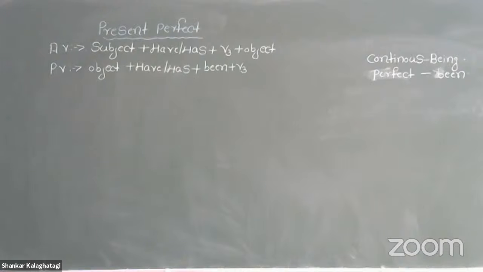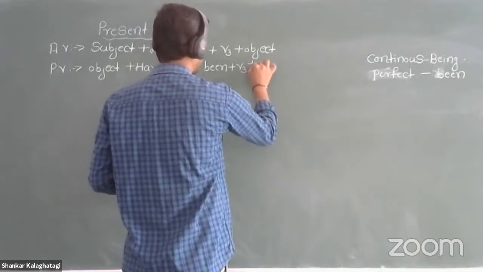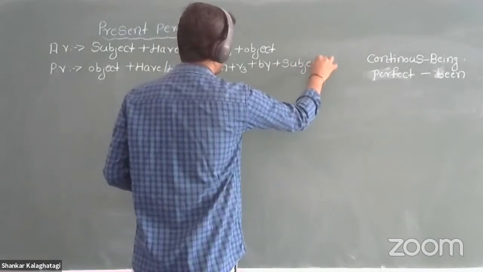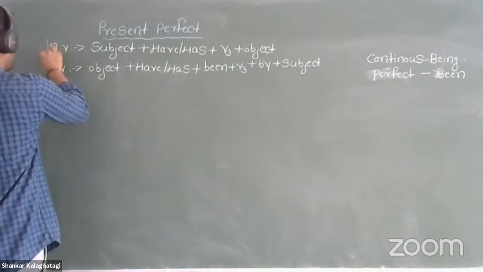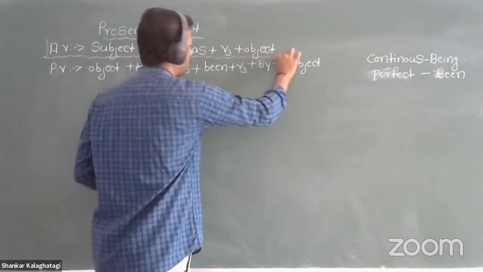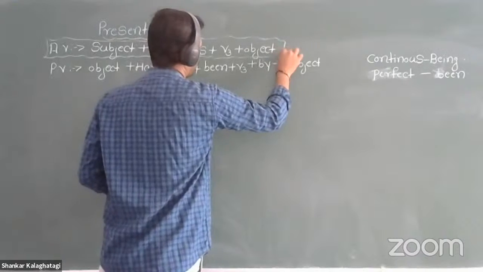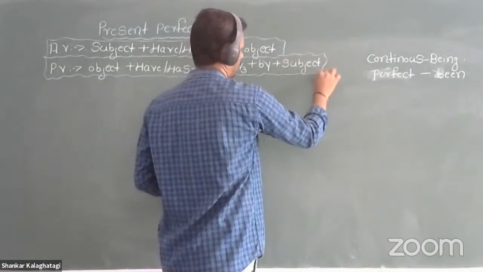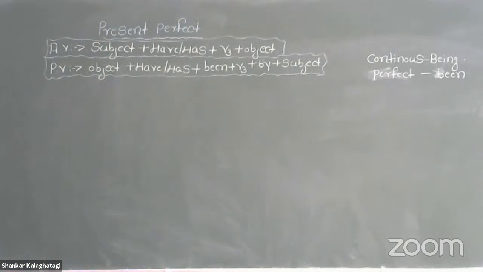Now after V3, what we have to write? By. Okay. Now last, what we have to write? Subject. Okay. So this is the passive form of present perfect. So both you have to take them in the box. Put them in the box. That will be the highlight.